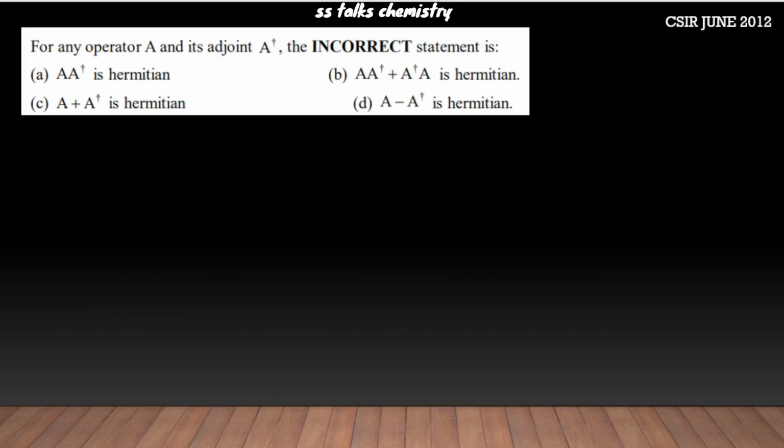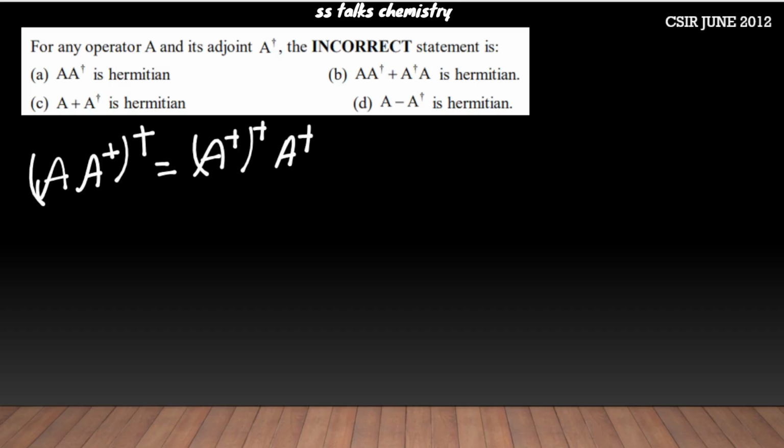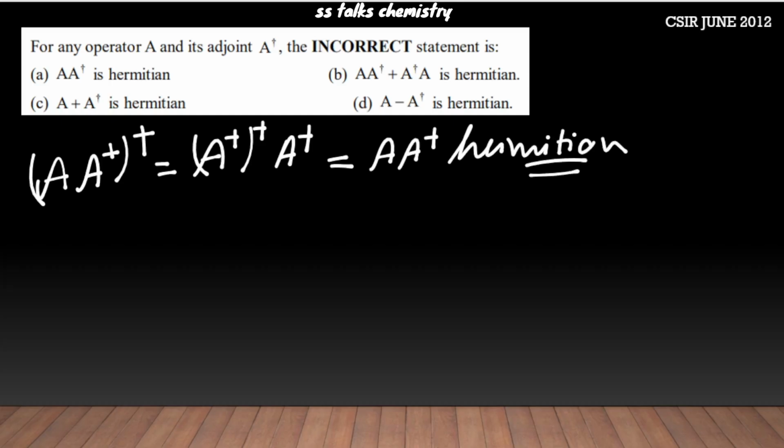Okay, next, for any operator A and its adjoint, the incorrect statement is: first, A and A dagger is Hermitian. Let's check this. A A dagger, its dagger will be A dagger's dagger into A dagger, because (AB) dagger is B dagger into A dagger only. So it will be A into A dagger. Again we are getting the same operator, so it is Hermitian only. So this statement is true.